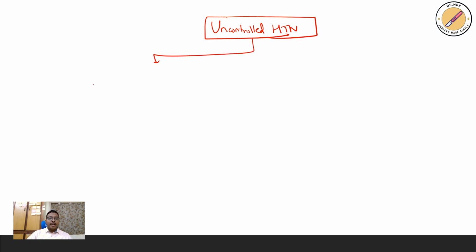Whenever there is uncontrolled hypertension, what are the important sequelae we are worried about as surgeons? One, it can lead to an intraoperatively increased risk of hemorrhage. Increased risk of bleeding will be there during the surgery. Second, what happens if you take up a patient with uncontrolled hypertension to surgery?